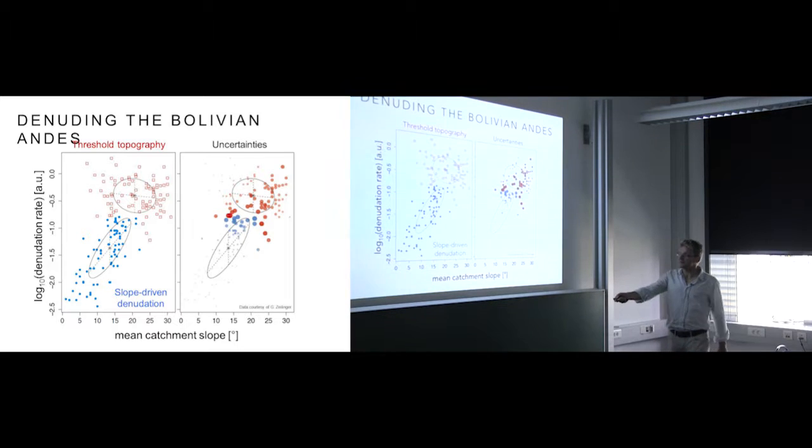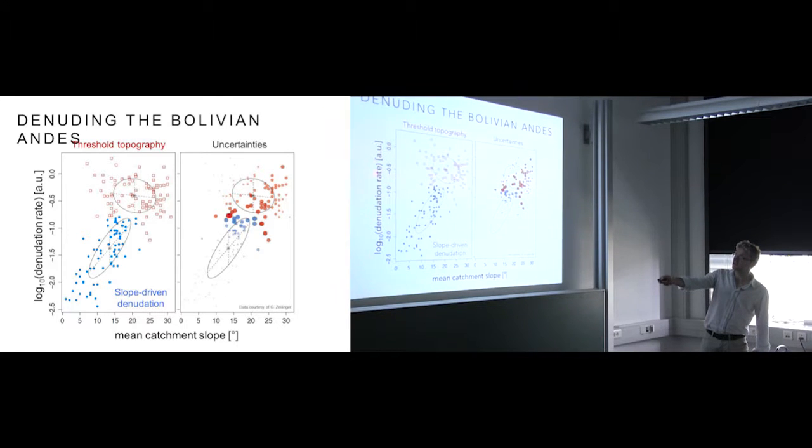You can repeat the same exercise for mean catchment slope. Okay, so the steepness basically, once again we have our log 10 transformed denudation rates.